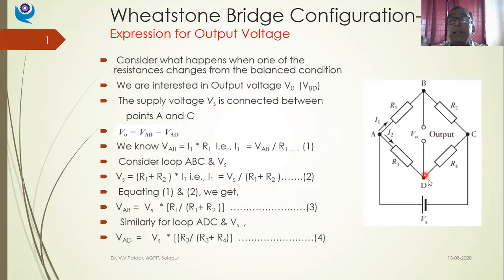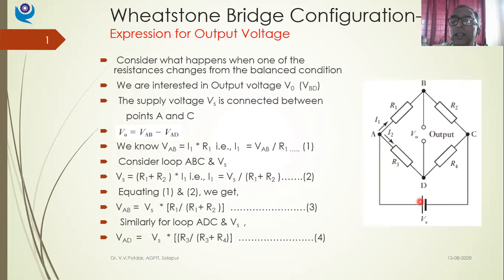So what will be the equation? First equation, the potential drop VAD will be equal to what? VAD is I2 into R3. Solving for I2, what do you get? I2 will be equal to VAD upon R3. This will be one equation. Now, consider this lower loop now.